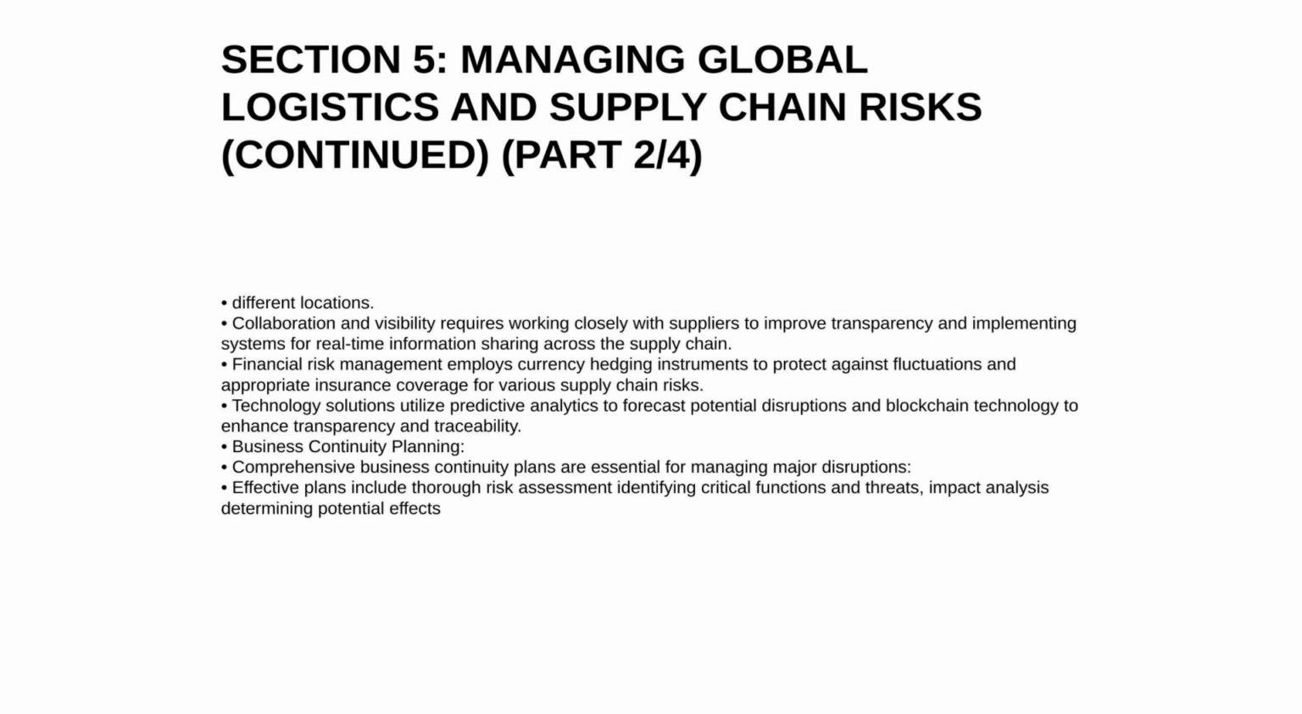Collaboration and visibility requires working closely with suppliers to improve transparency and implementing systems for real-time information sharing across the supply chain. Financial risk management employs currency hedging instruments to protect against fluctuations and appropriate insurance coverage for various supply chain risks. Technology solutions utilize predictive analytics to forecast potential disruptions and blockchain technology to enhance transparency and traceability.